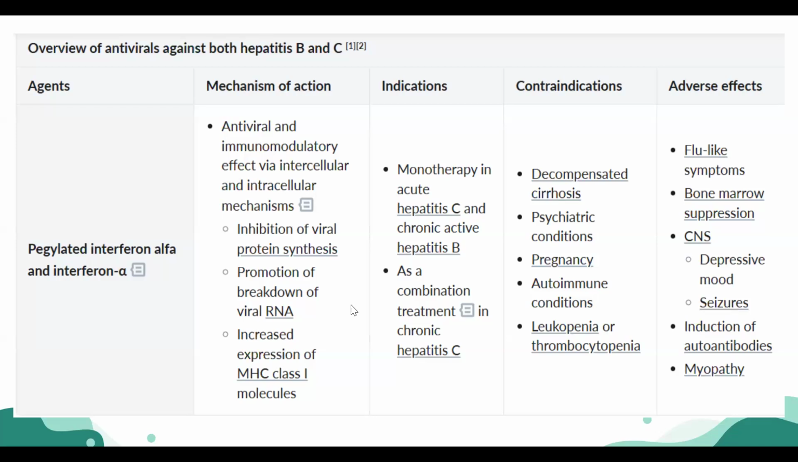And the third important thing that it does is that it increases the expression of MHC class 1 molecules. Now, what are MHC class 1 molecules? They're basically receptors on top of cells. All cells of our body, all the nucleated cells and platelets in specific, carry MHC class 1 molecules. They're receptors on the outside of the cell, and they're basically responsible for displaying intracellular pathogens on the outside.